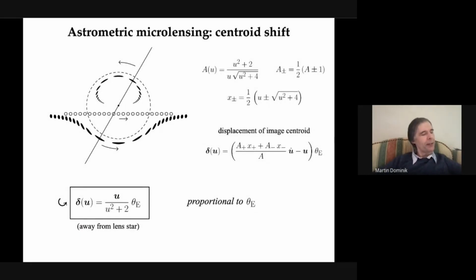The motion of the unresolved images not only alters the observed amount of light, but also displaces its observed centroid, which constitutes an astrometric signature of gravitational microlensing events. In contrast to the photometric signature, it is proportional to the angular Einstein radius, and therefore in principle permits a direct measurement of this characteristic quantity. It is also a vector function pointing away from the lens star.